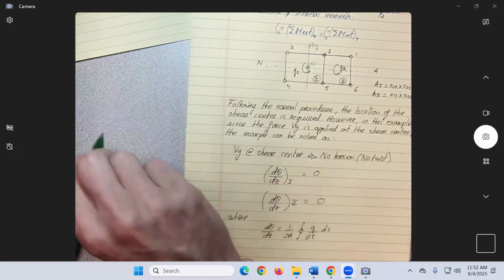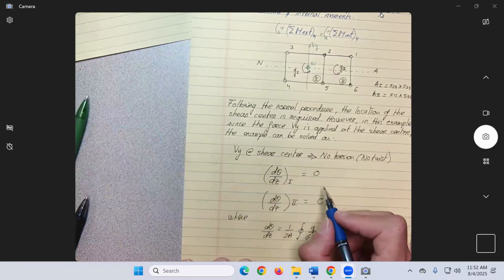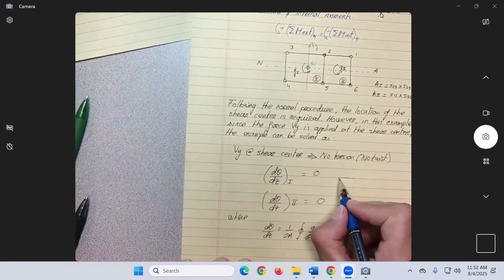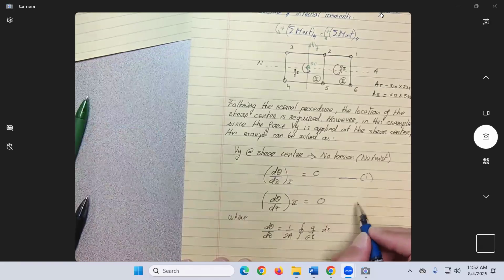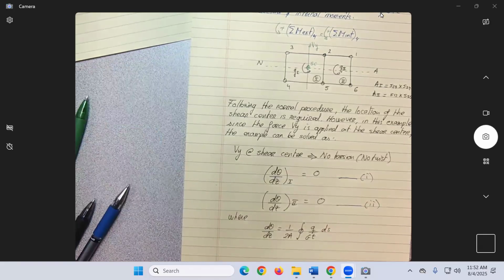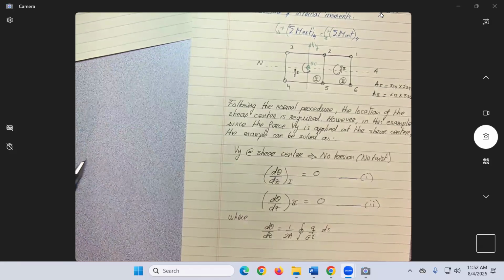So basically, what are we gonna have over here? This will be our equation Roman 1 and equation Roman 2. So these are the two equations that we have in order to determine Q1 and Q2. Did you understand what happened here? Does that make sense? Okay.